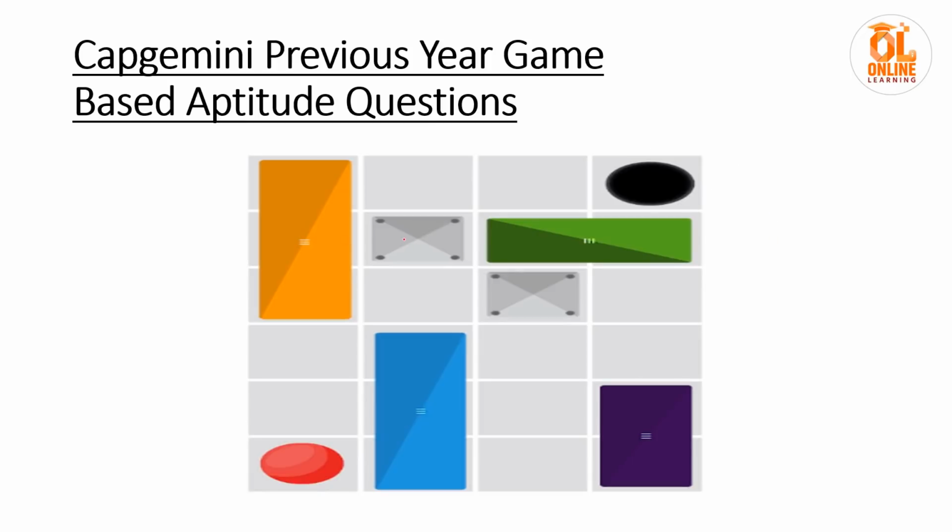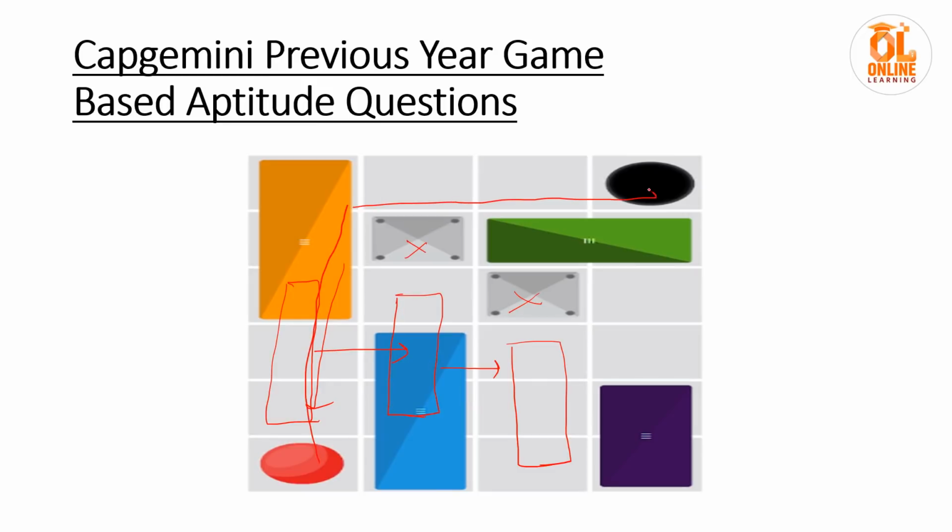So here we can see we also have non-movable parts. These are non-movable parts and others are movable parts. So what we can do here, we can shift this blue box here. Then we will shift this orange box here. It will be like this. Then again we will shift this orange box one place right side. It will be like this. Then we can move this red ball from here, then here.